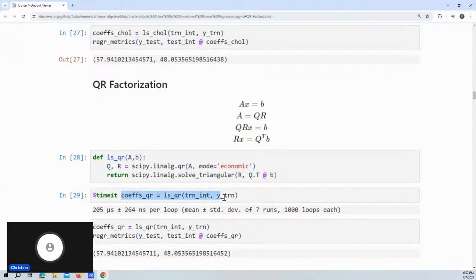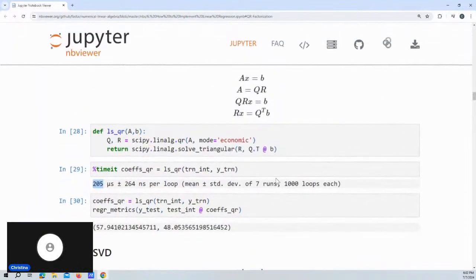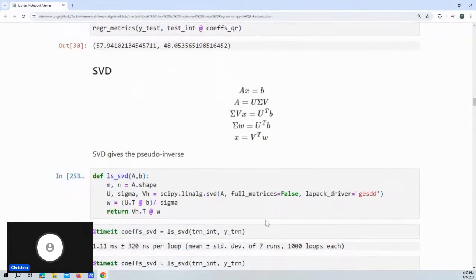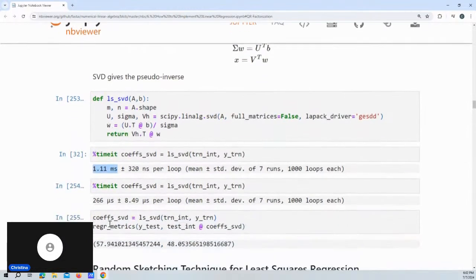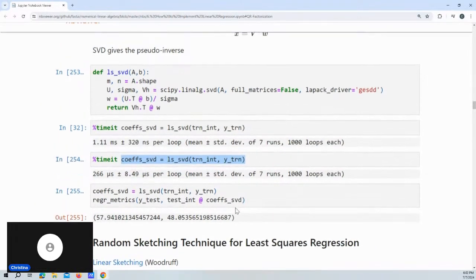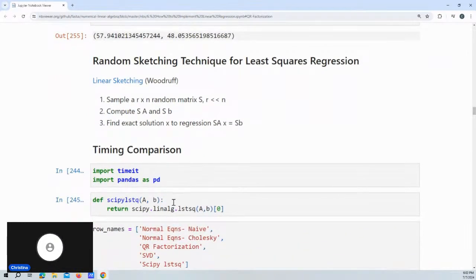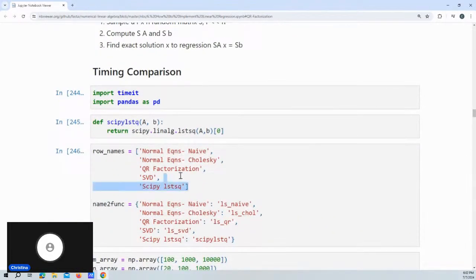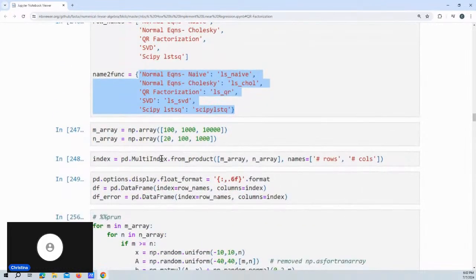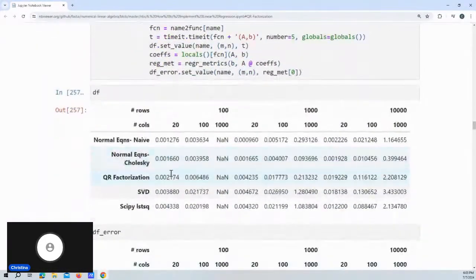So here we're timing the coefficients of doing it using SciPy, and it takes a long time. Now, if we do singular value decomposition, which, like I said, gives a pseudo inverse, it starts here, but then they do some fancy math and decompose it that way. It takes longer, so we went up, and then it takes shorter after they run it twice. But random sketching, I'm not sure why we're doing it, and I'll probably pull up the video for this notebook soon, is a time comparison. We're looking at the rows, and we're looking at the named functions. Multi-index product. And it seems like they're just running it all and getting the output.